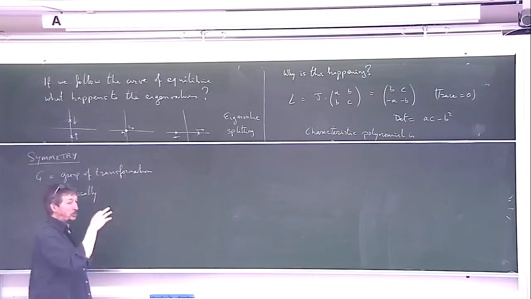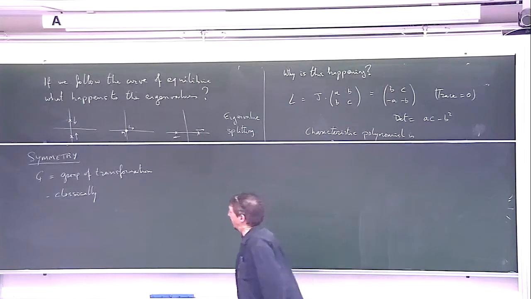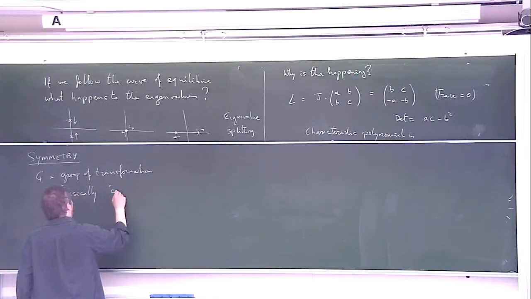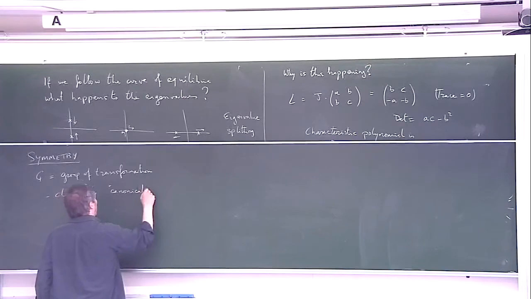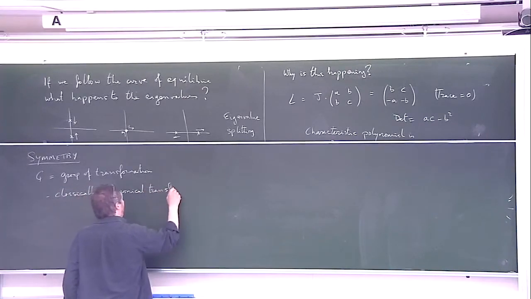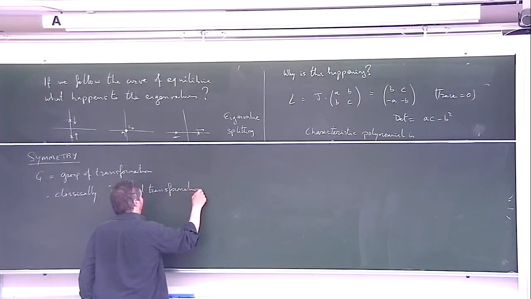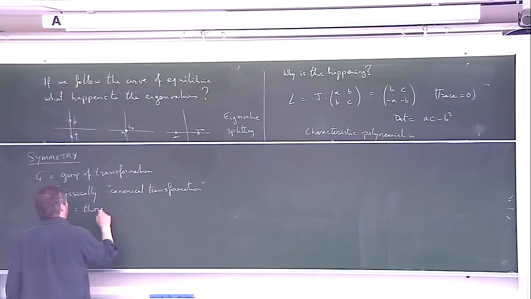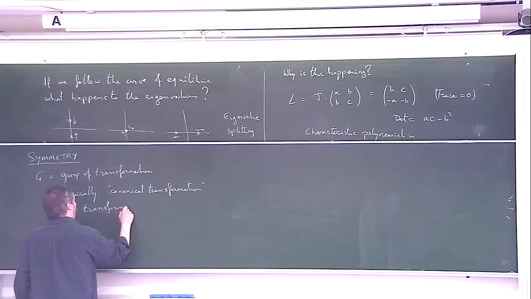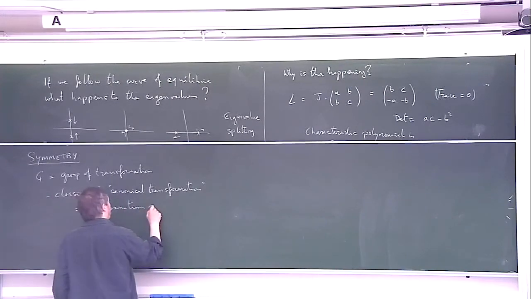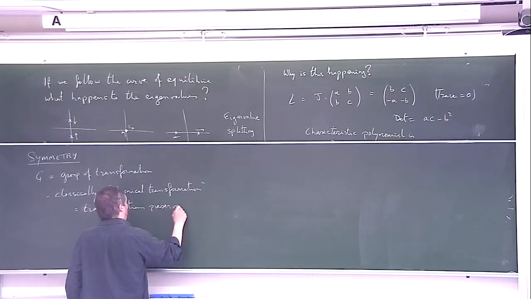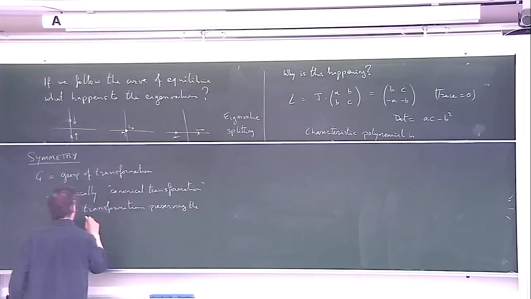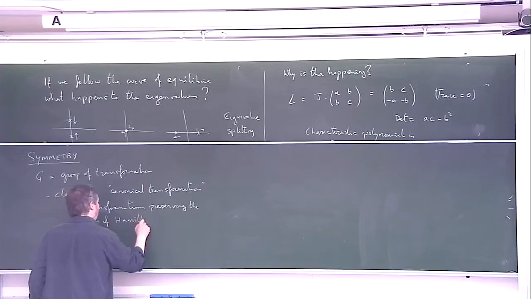So if we come back to the two formulations at the beginning, classically they were called canonical transformations. Equals transformations preserving the form of Hamilton's equations.